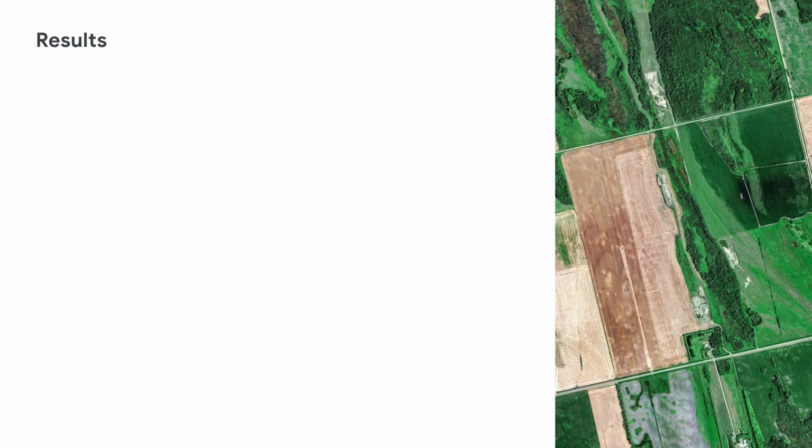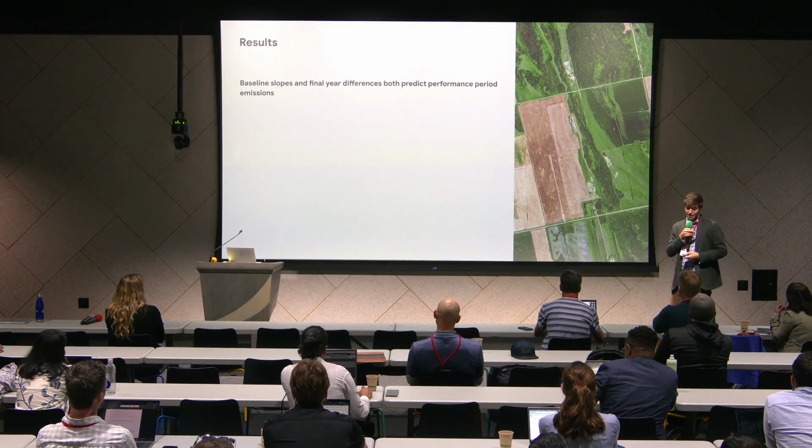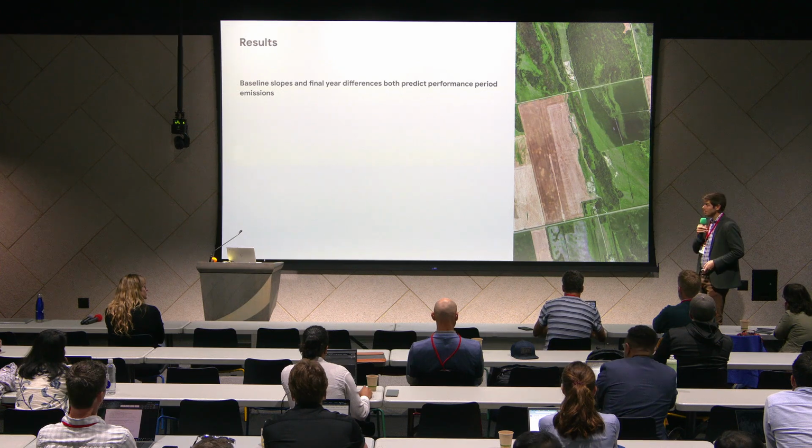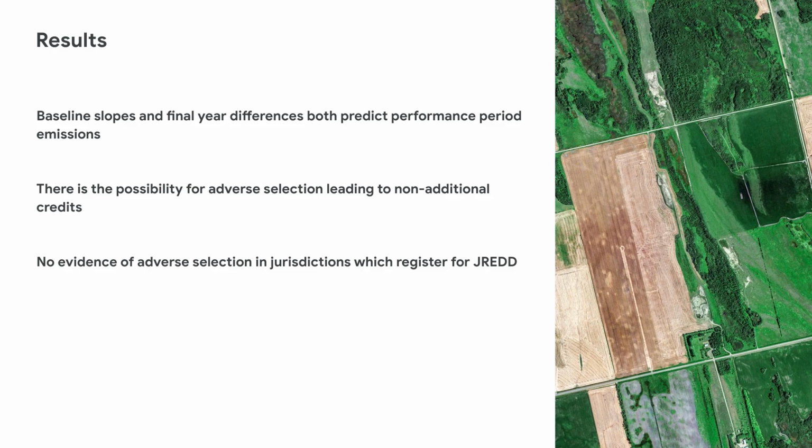And so I won't show you aggregated results here, but the good news, well, first the bad news, is that slopes and that last year difference are both predictive of performance period emissions, which means that in theory, it's possible for jurisdictions to game the system by signing up strategically for jurisdictional REDD. The good news is that there's no evidence of adverse selection in jurisdictions which have registered for any of the jurisdictional REDD programs. So we don't find that jurisdictions are signing up because they were going to be able to get carbon credits for not changing their behavior.